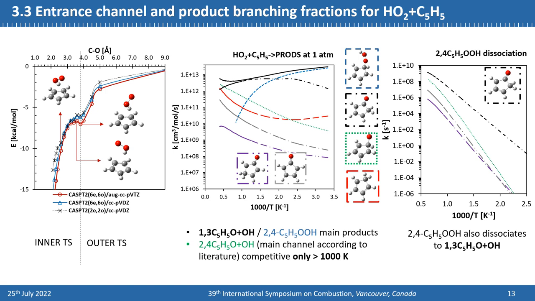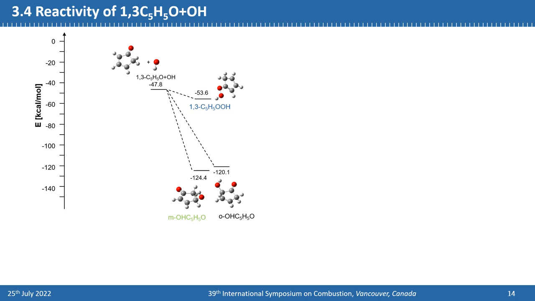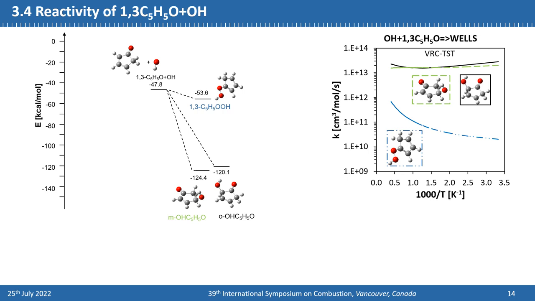So what is the fate of the 1,3 C5H5O isomer? That is the one which accumulates the most in the system. We already saw that the OO bond fission occurs. However, if the hydroxyl radical recombines on the carbon sites, much deeper wells are formed. And so we calculated the rate constants for these three channels with VRCTST, and we confirmed that the recombination on the carbon sites is definitely favored over that on the oxygen.